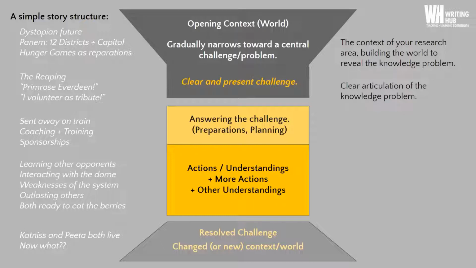And by knowledge problem, all I mean is that you will make an argument that there is insufficient knowledge or insufficient understanding about some topic. That is a very broad argument, and you can specify and narrow that argument in very particular ways. But what you're generally arguing at the beginning of a research story is that there is an insufficient amount of knowledge on a particular topic. But you have to build a world for that research and narrow that context toward the knowledge problem so that your reader can see it.